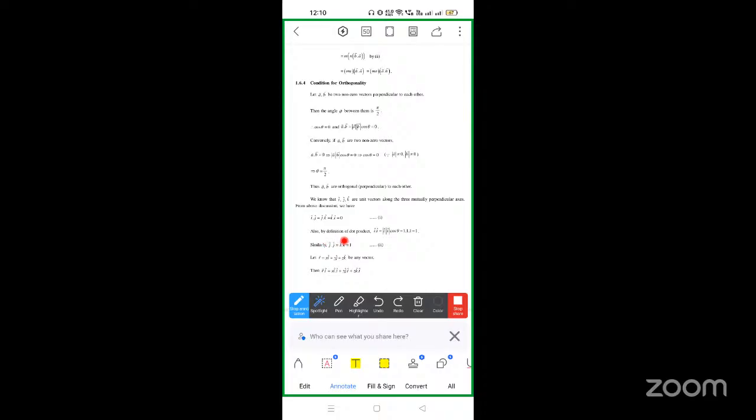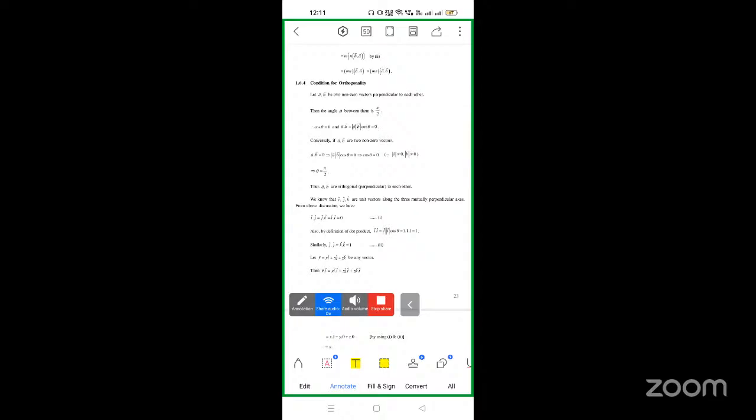Also, by the definition of the dot product, i dot i is equal to mod i, mod i cos theta, so 1 into 1 into 1 is equal to 1. So i dot i must be equal to 1. Similarly, j dot j and k dot k must be 1. Therefore i dot i is equal to j dot j is equal to k dot k is equal to 1. But i dot j, j dot k, k dot i are always zeros.